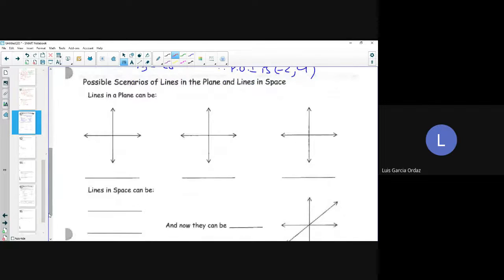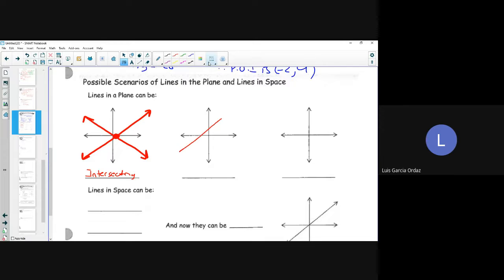So the possible scenarios of lines in the plane and space. Lines in a plane, so this is a 2D space. I can have lines going from here to here, and here to here. And as you can see, there is one point of intersection. So these lines can be intersecting, which means I have a point of intersection somewhere in those two lines.